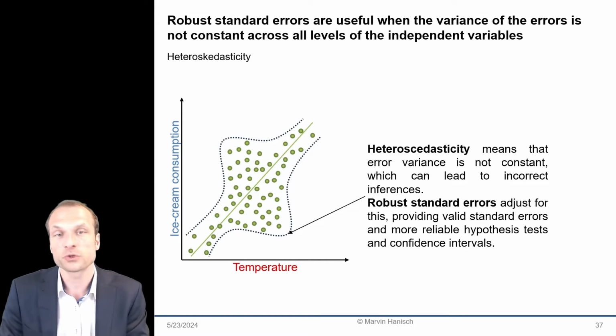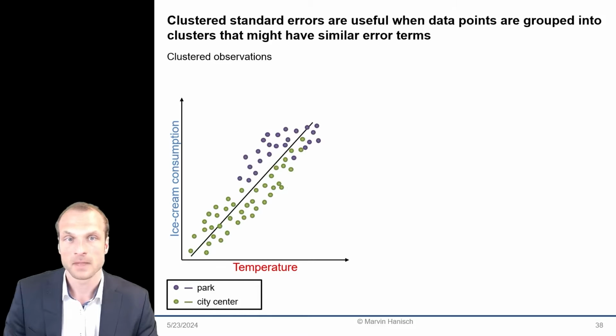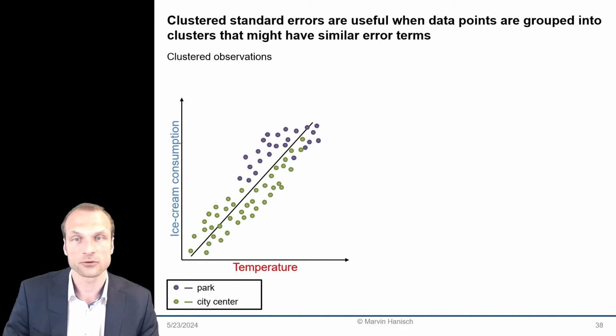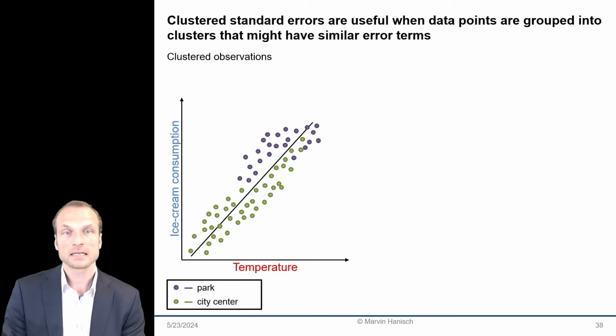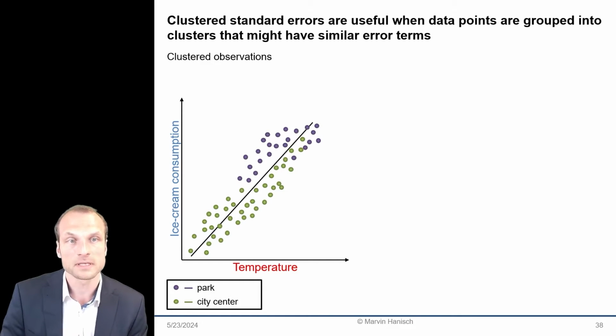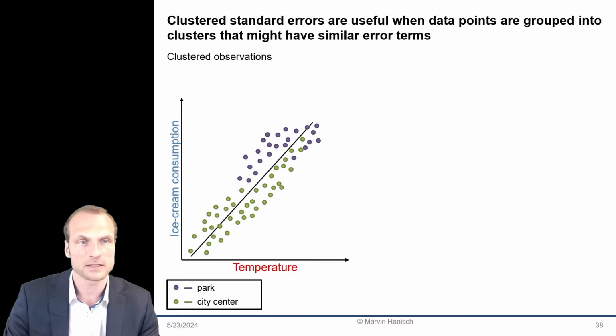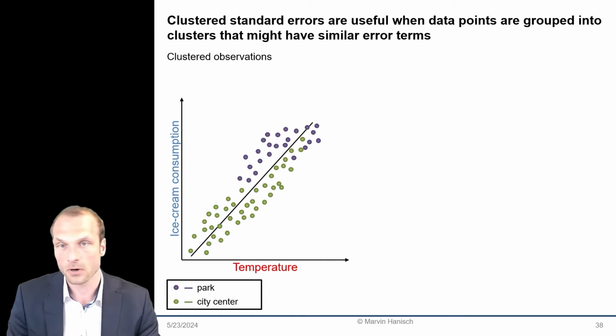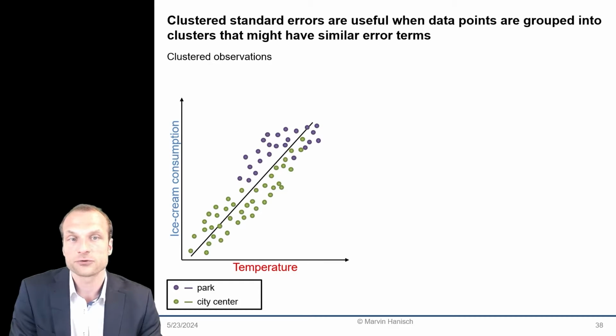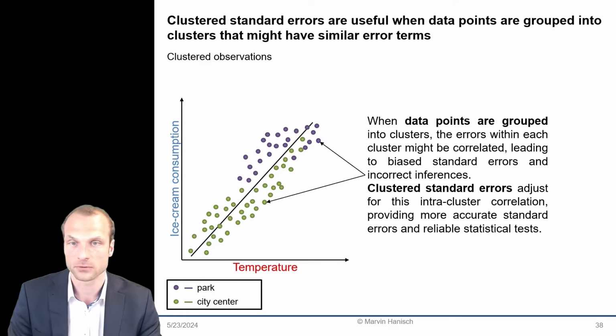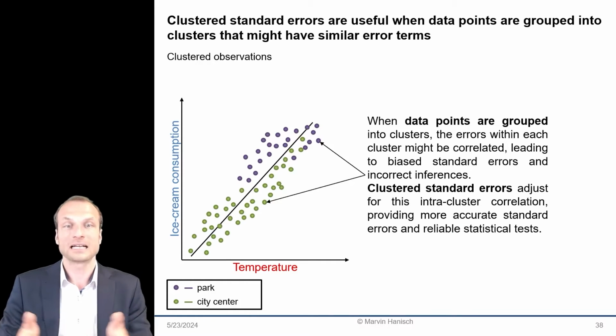Similarly, we can also use clustered standard errors. Imagine you're looking at ice cream sales across multiple locations. It's likely that sales in the same location are more similar to each other than to sales in different locations. This is because of factors like local temperature variations, events, and even local habits. In our case, there is very little ice cream consumption for lower temperatures in the park, which could be explained by the fact that it is generally shadier in the park and therefore the perceived temperature is lower than in the city center. These groups are called clusters.